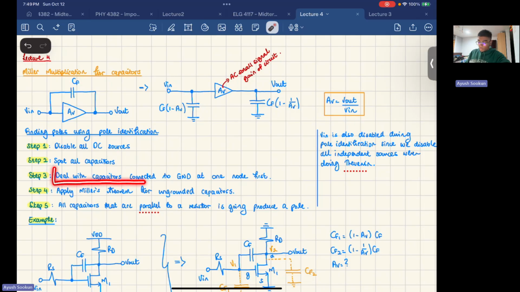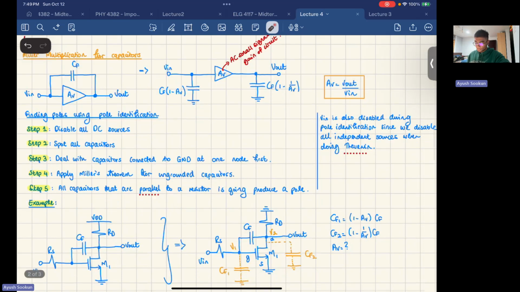And then first, you want to deal with all the capacitors connected to ground at one point. Say, for instance, we had a capacitor that's connected to ground here. You want to deal with this one first before moving on to this one. Okay, so deal with the capacitors at ground first, because they're basically free. You have no work to do there.